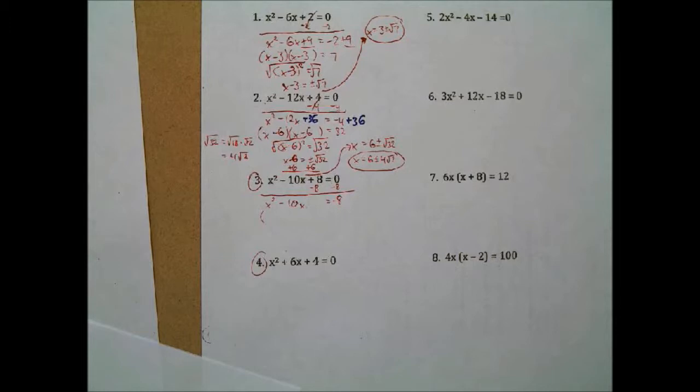Yep, 5 plus or minus root 17. So your minus 5 is gone. You added 5 to both sides, so that minus 5 is gone.